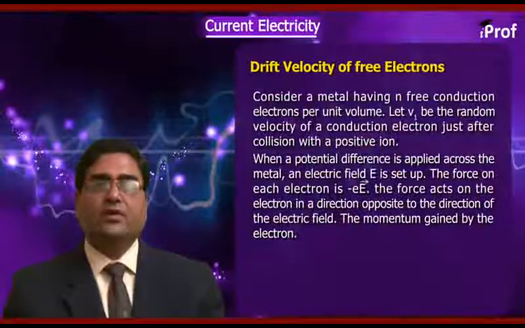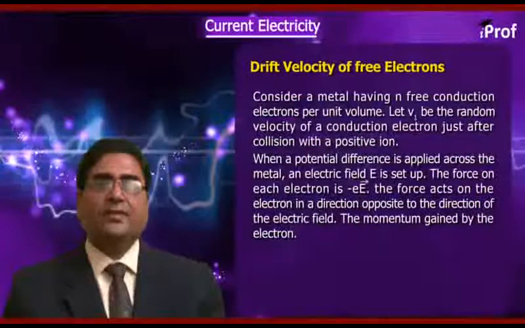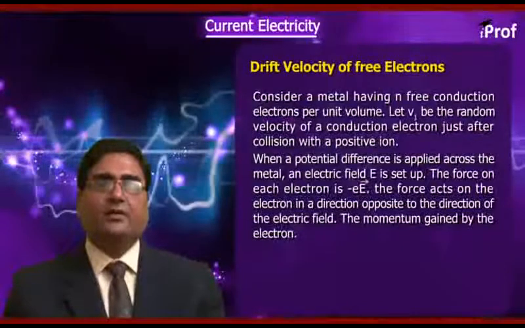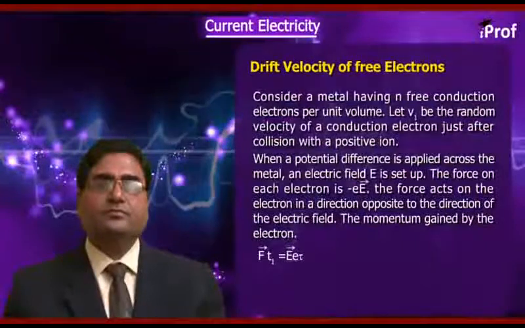The force on each electron is minus eE. The force acts on the electron in a direction opposite to the direction of the electric field. The momentum gained by the electron is equal to F t1, equal to eE tau.